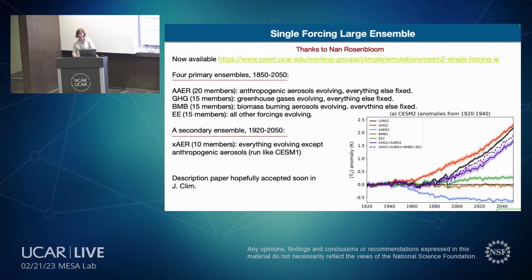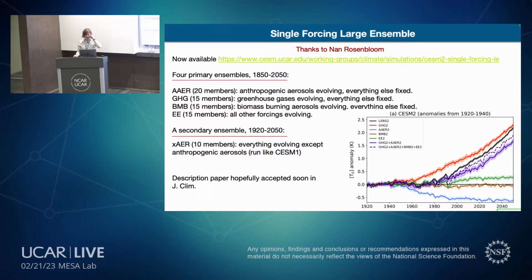Evolving, and then one with everything else evolving. So that everything else is solar variability, ozone, volcanoes, land use, land cover change. So this allows you to look at additivity because all of the forcings are evolving in one of these simulations.